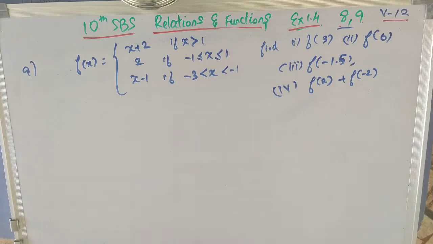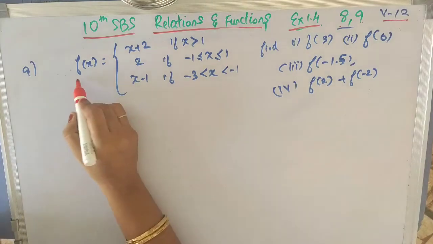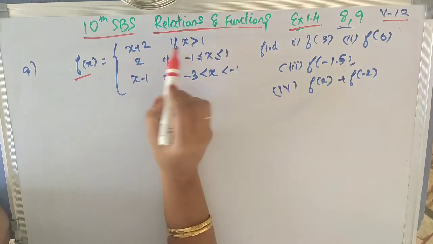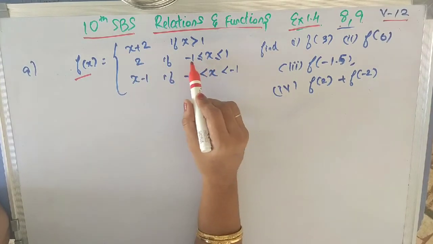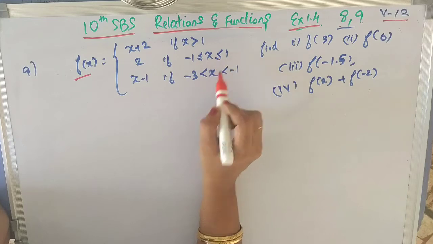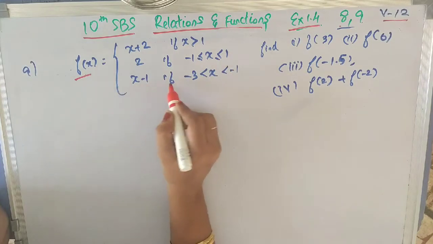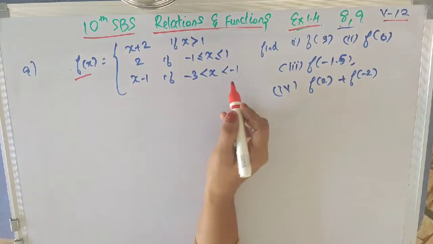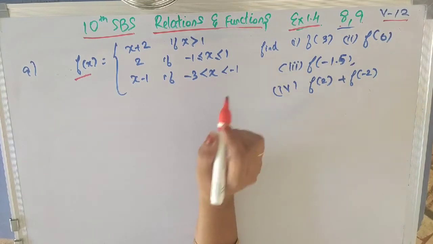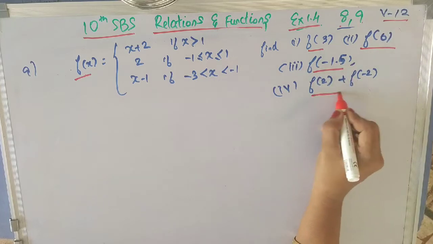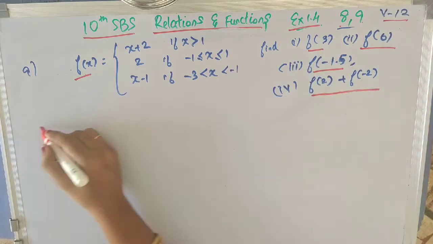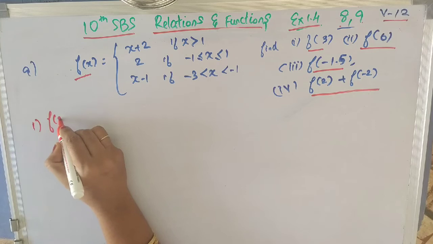Here f of x is equal to x plus 2 if x is greater than 1. f of x is equal to 2 if x is greater than or equal to -1 and less than or equal to 1. f of x is equal to x minus 1 if x is greater than -3 and less than -1. We have to find f of 3, f of 0, f of -1.5 and f of 2 plus f of -2. Now find f of 3.